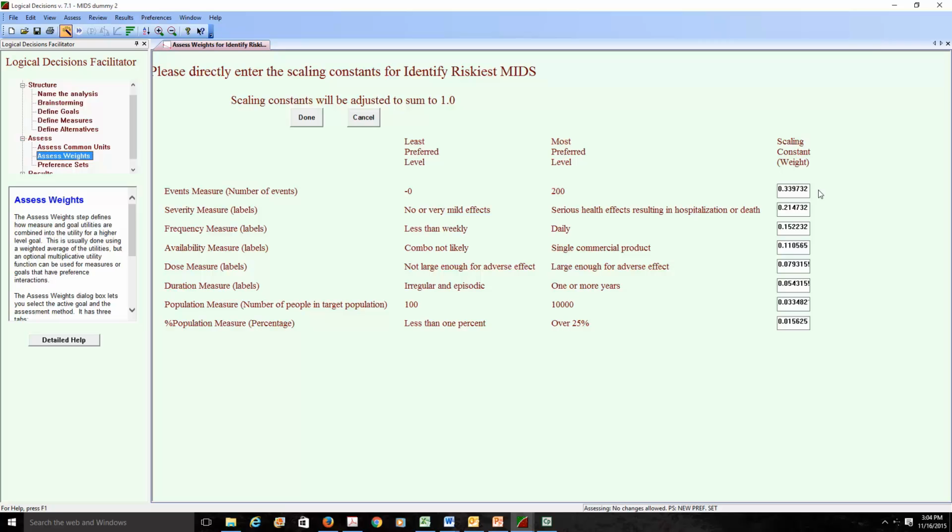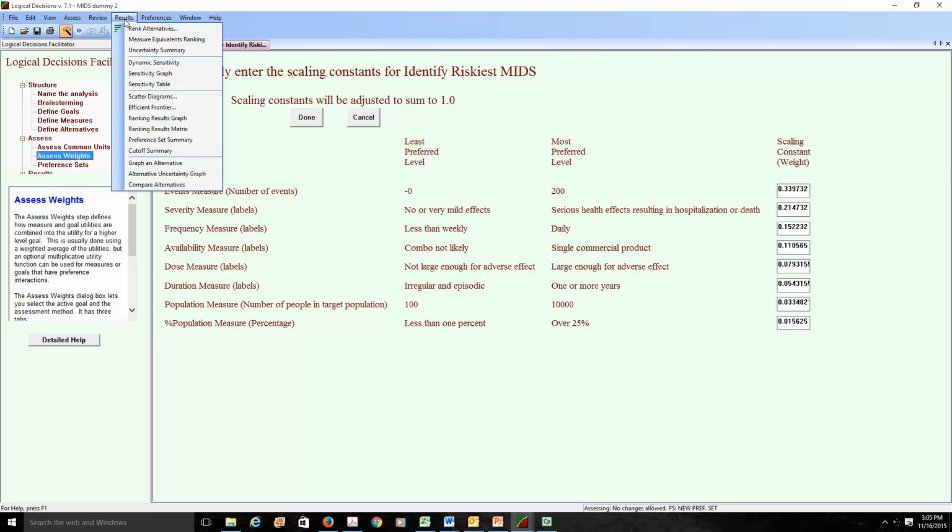But now what we have is an idea of what the most important criteria are, and it was the events measure and the severity measure. And then we had the other exposure measures making up most of the rest of the criteria, with frequency being the most important of the exposure measures. So we have weights for the criteria, we have the criteria themselves, we have evidence for the criteria, and now what we need to do is to generate some results.